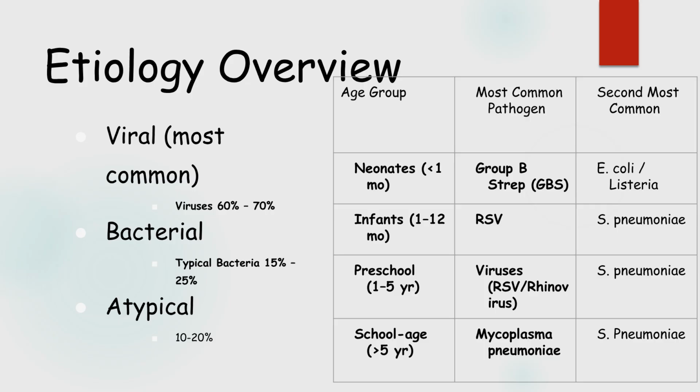Etiology is most commonly viral, accounting for 60 to 70% of cases. Bacterial infections account for 15 to 25%, and atypical bacteria for 10 to 20%. The most common pathogens vary by age group, with group B strep for neonates and RSV for infants.